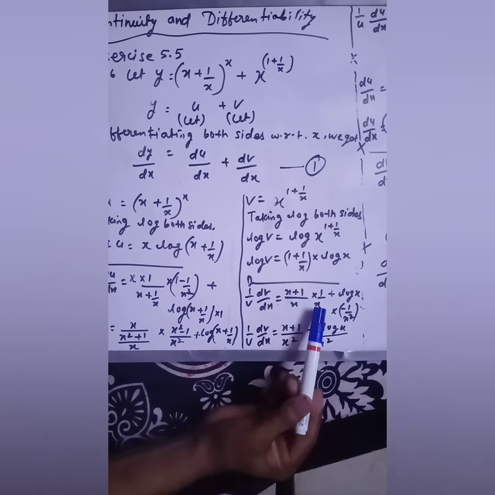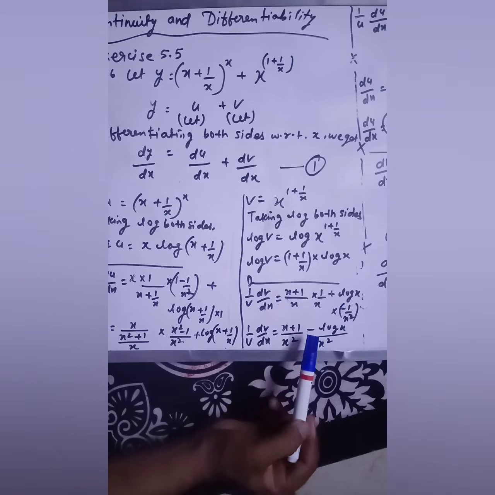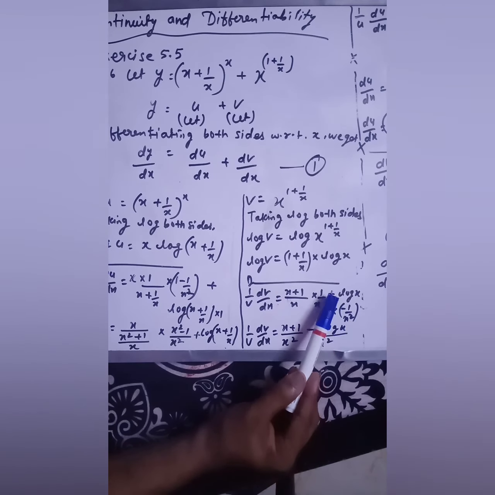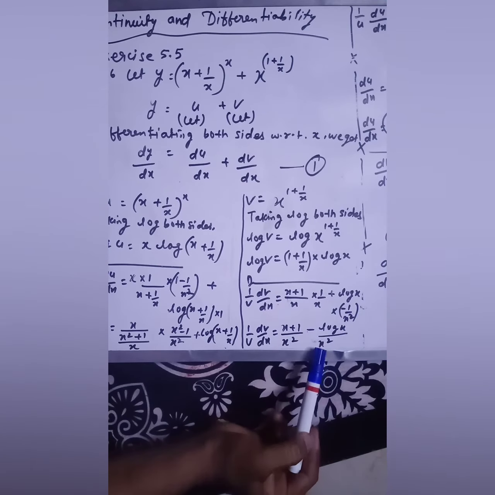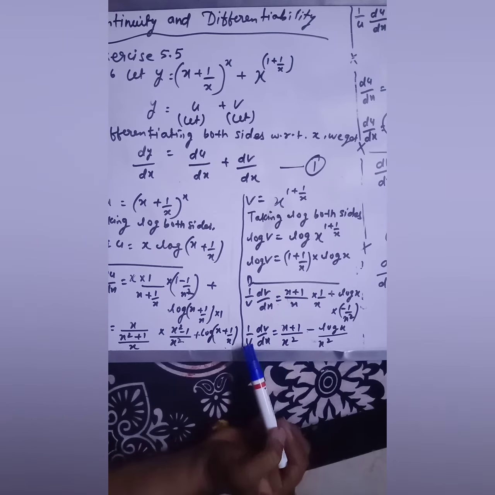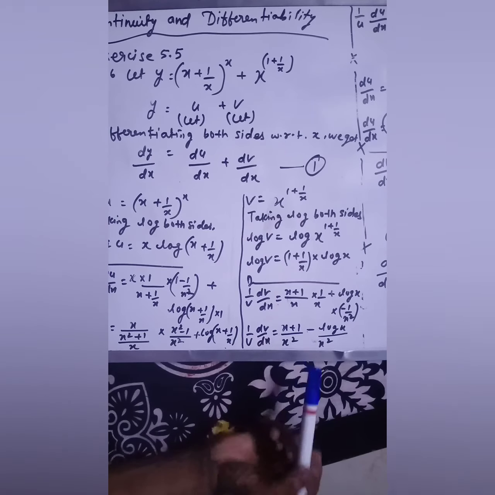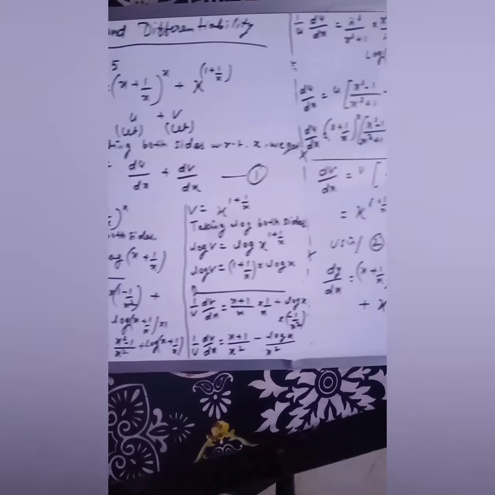It would be (x plus 1) over x square plus, oh sorry, this minus sign will come here. This will be log x over x square. Okay, I think this step is clear now. Now in the next step, you have to bring this v here, and you have to put the value of v like this.